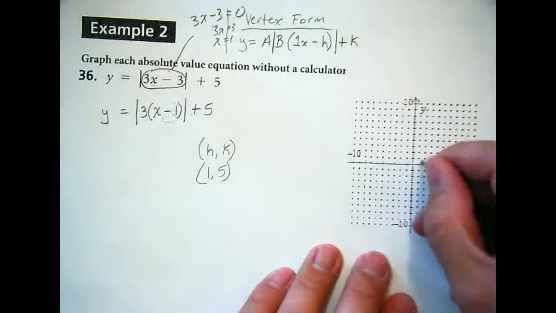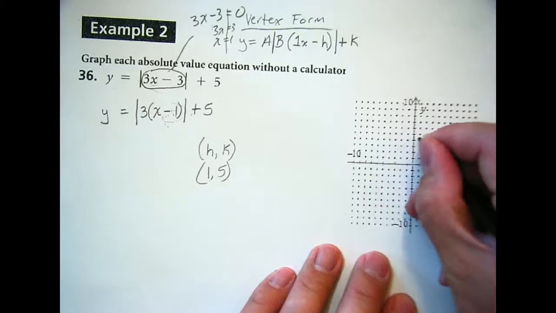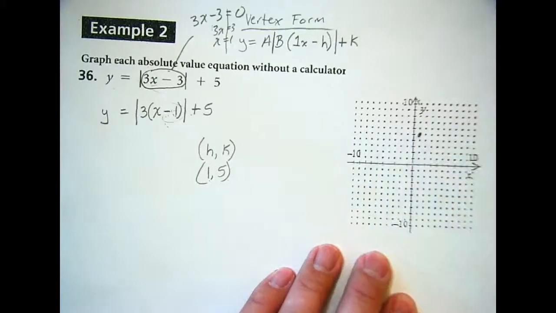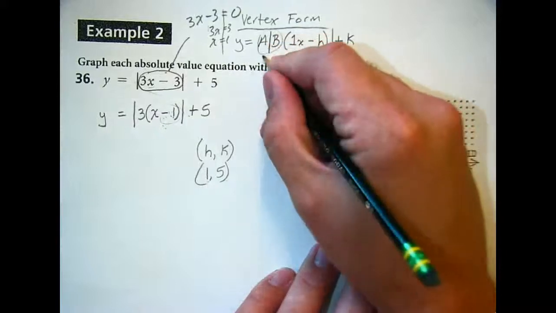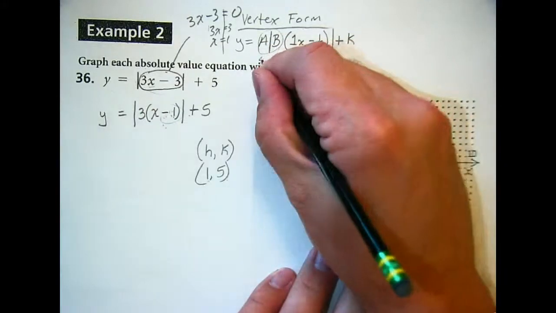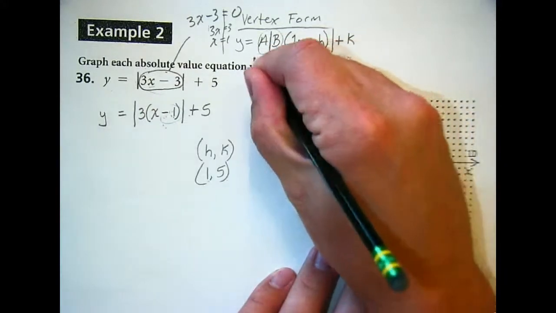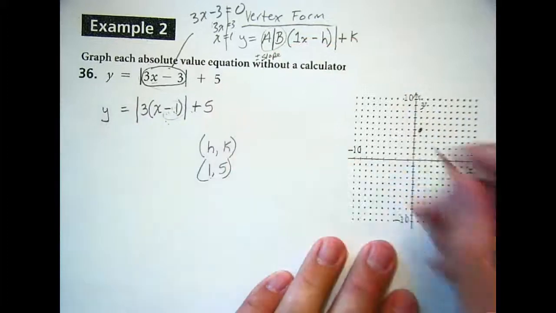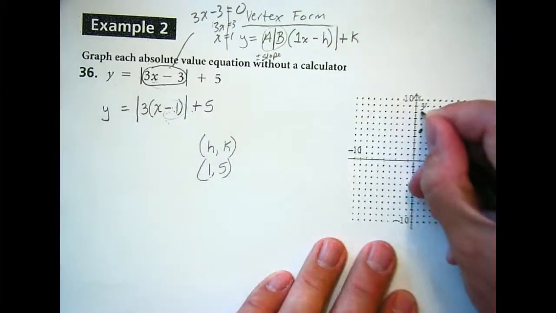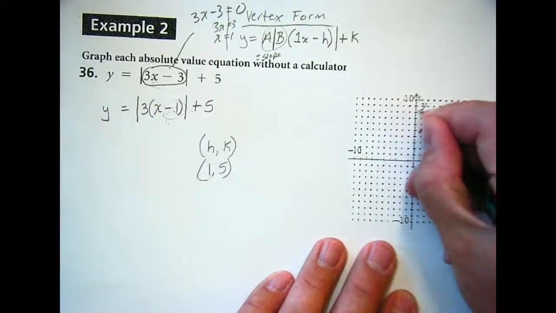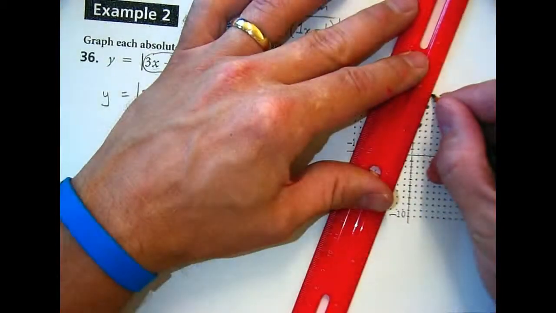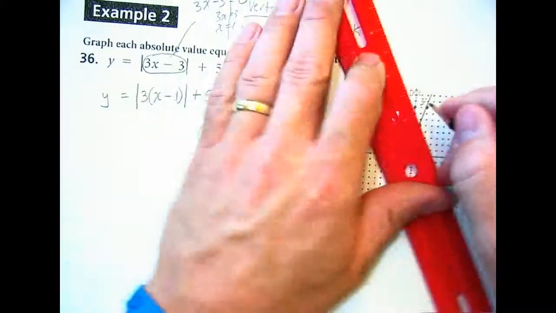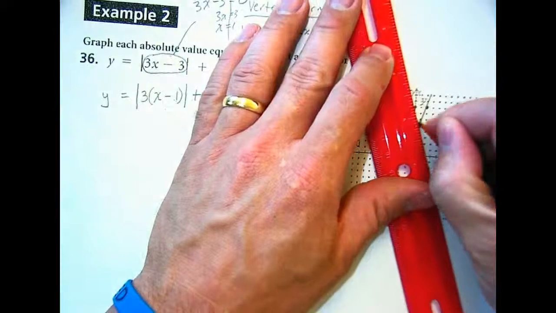So let's see, 1, 2, 3, 4, and 5. Right there. What's our slope? Okay, remember, it's these two things multiplied together. In this case, it's a 3. So that's our positive negative slope. So in this case, we're rising 3, running 1, and rising 3, running 1. And so it's a very, very thin looking V.